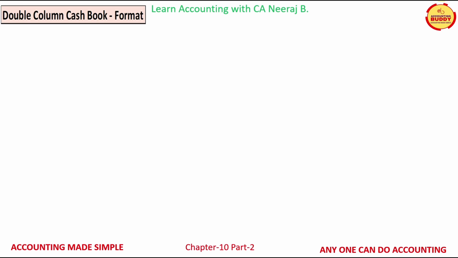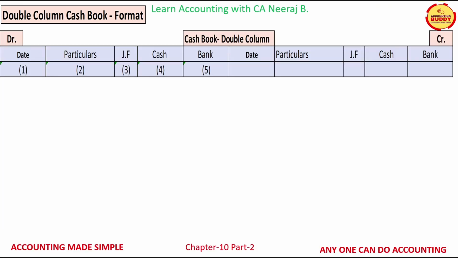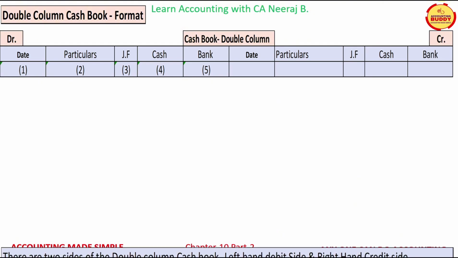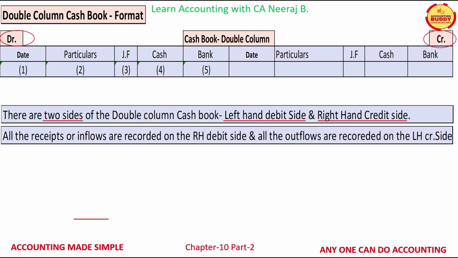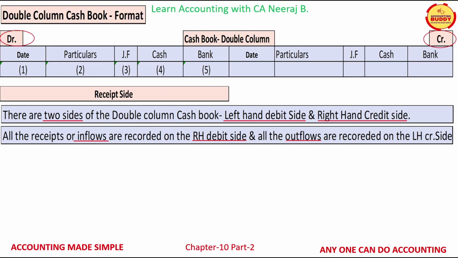Let us learn about the format of a double column cash book. The specimen of a double column cash book is displayed on your screen. There are two sides of the double column cash book, the left hand debit side and the right hand credit side. All the receipts or the inflows are recorded on the left hand debit side and all the outflows are recorded on the right hand credit side.